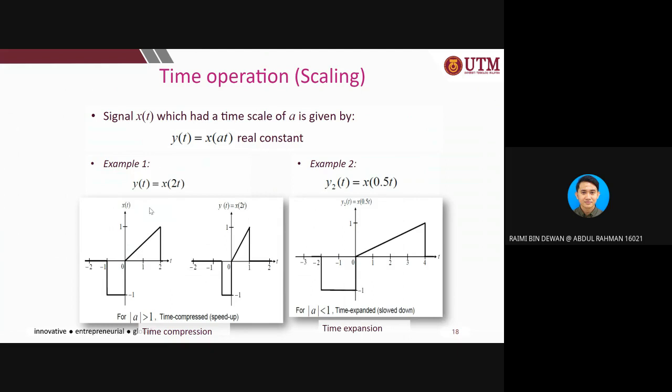So let's consider example 1. We have y(t) equals x(2t), so a is equal to 2. Imagine the original signal, the one on the far left, y equals x(t), where a is equal to 1. Then the one on the right is y(t) equals x(2t). If the magnitude of a is greater than 1, it means a time compression.